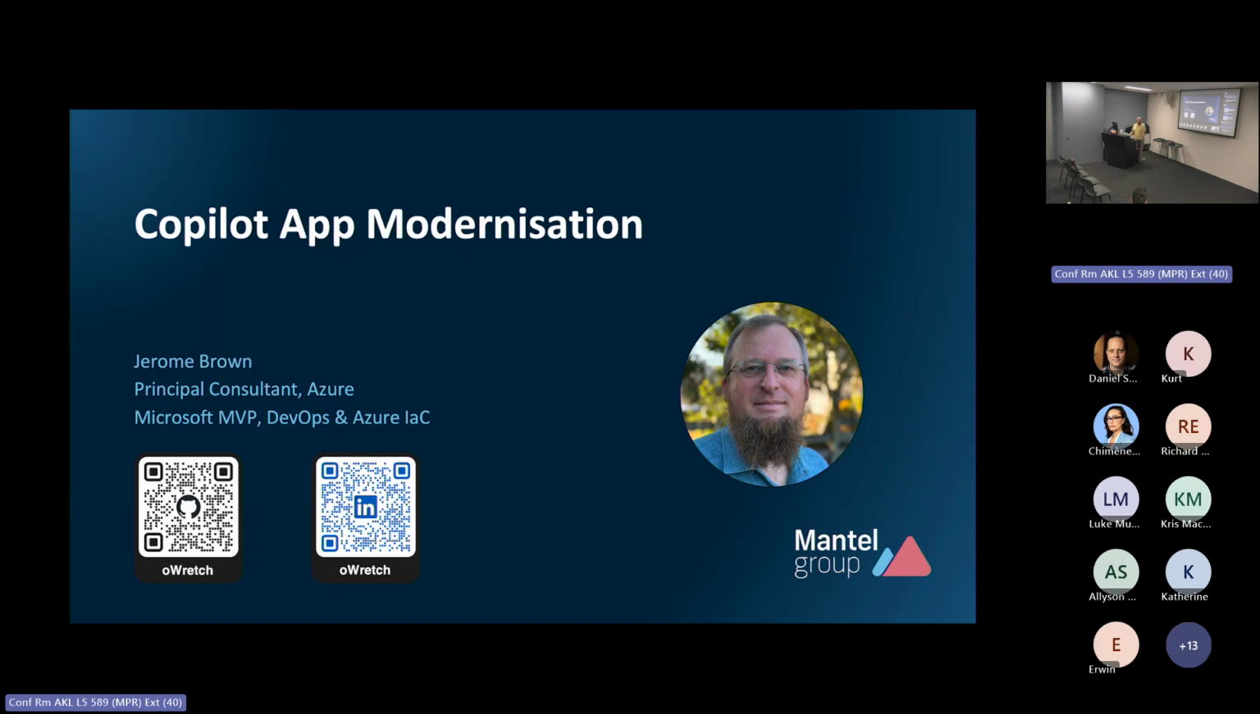So, as I said at the start, my name's Jerome, JB. I'm a principal consultant in Azure with Mantle Group, and I'm also now an MVP in DevOps and Azure IAC. So I spend a lot of my time working out how AI is going to actually make lives easier for everybody on the way past.